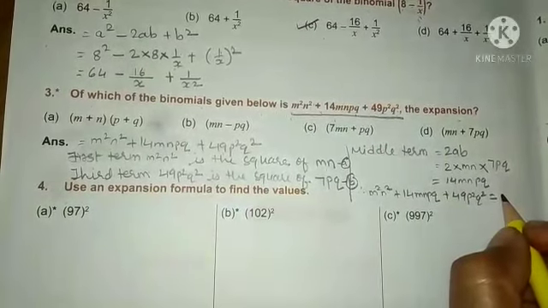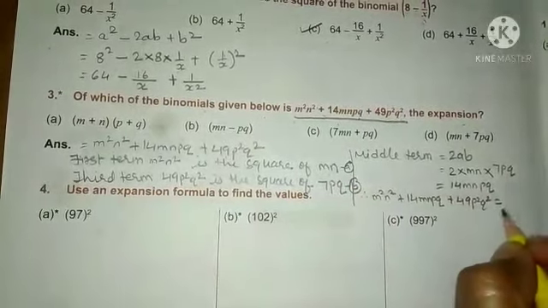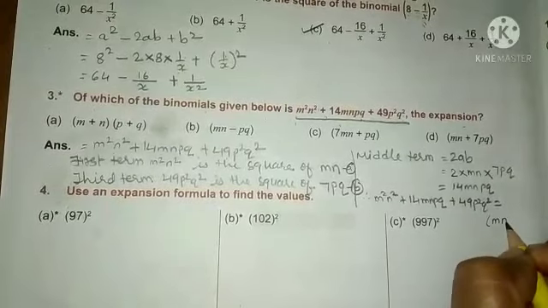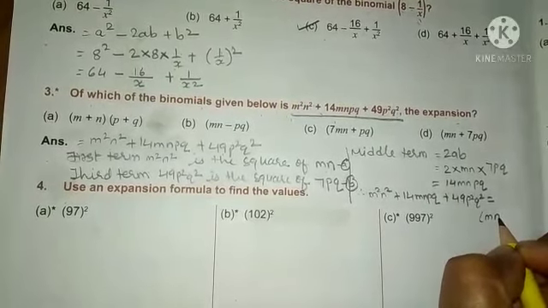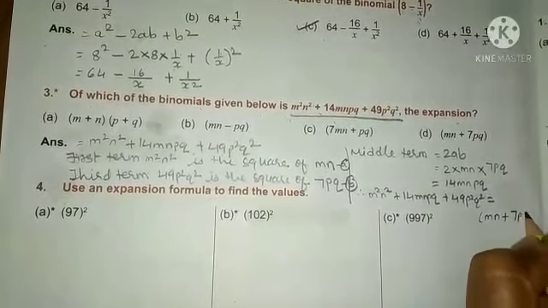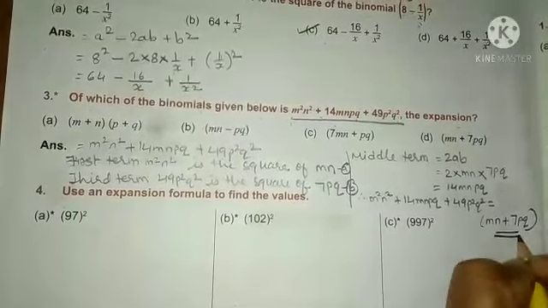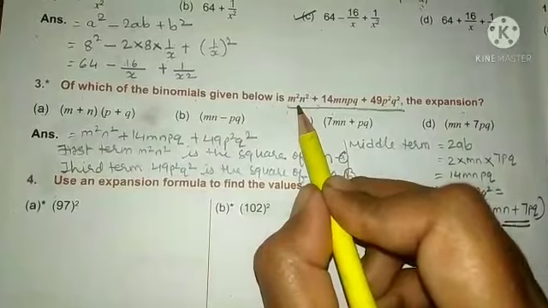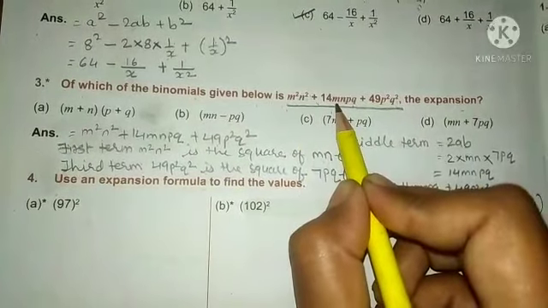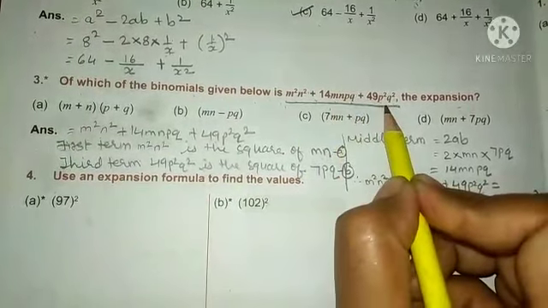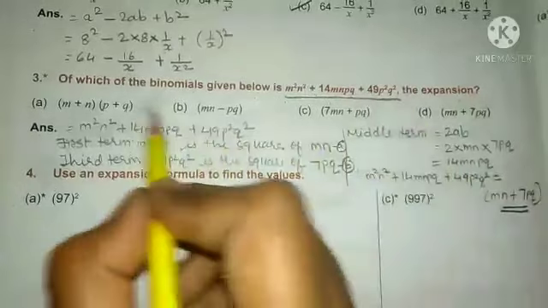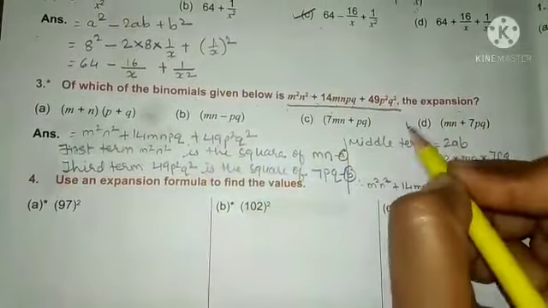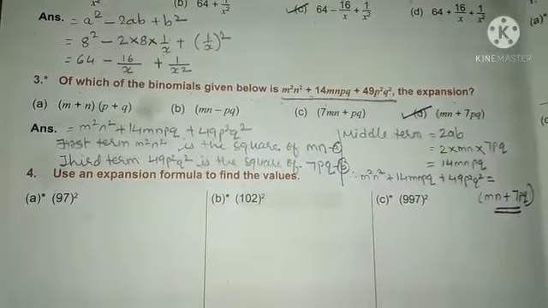So here A we have taken, that is mn, and B we have taken, that is 7pq. So this term, if you will expand, you will get your answer, that is m square n square plus 14 mn pq plus 49 p square q square. So which option is the correct option? D option is the correct option.